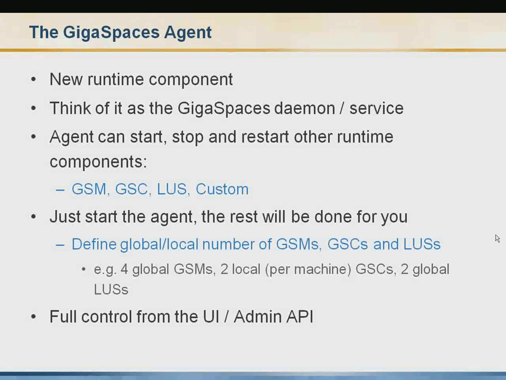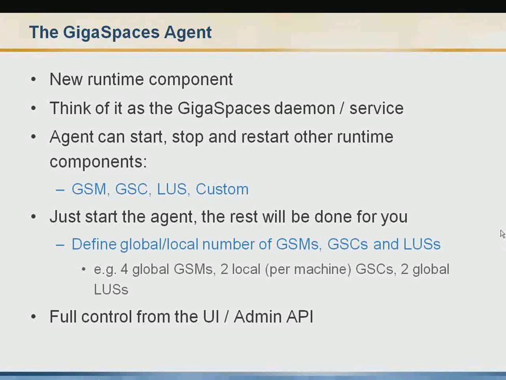One of the things that we found out is that there are several processes that the user needs to start up in order to run the system. For example, the GSM, which is the Gigaspaces manager, and the GSCs, which are the containers that run one or more processing units, and our global lookup services. What we actually went ahead and did is we created the agent, which you can think about as a fancy process fork mechanism. It simply forks processes, monitors them, verifies that they are alive, and allows you to remotely create and destroy processes using different mechanisms, for example, from the UI or the admin API.